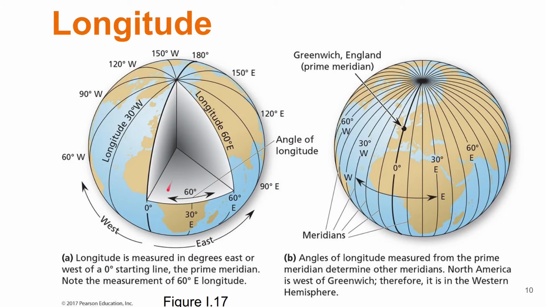So if we were to draw an angle 60 degrees east of the prime meridian, and then connect all the points that are 60 degrees east, that would be the 60th meridian, 60 degrees east. Here is 30 degrees west. As you can see, all the meridians are the same length. It goes from 0 degrees to 30, 60, up to 180 degrees. And then from the other side, 0, 30, 60, up to 180.